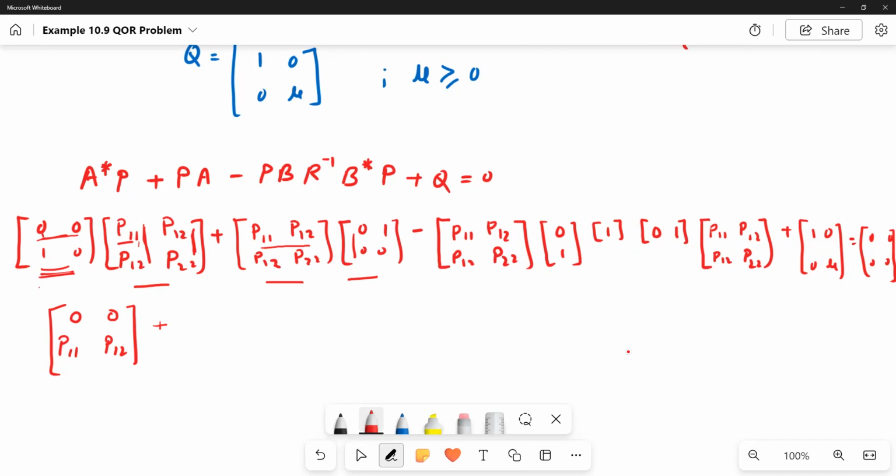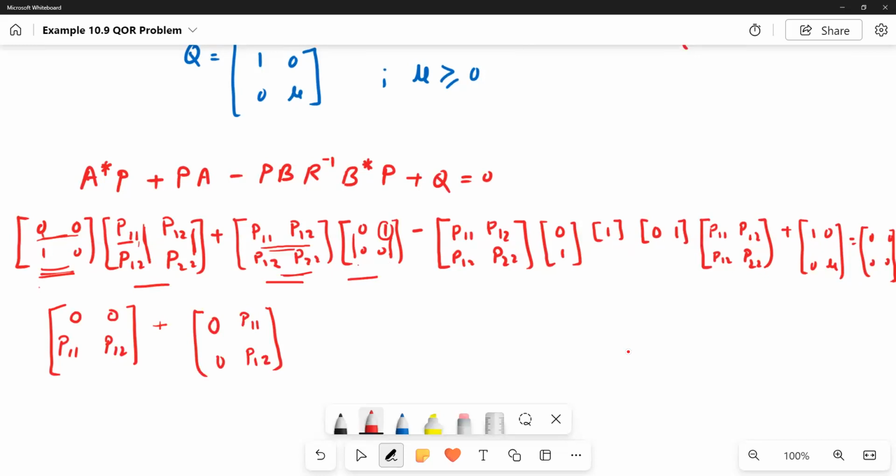Okay, so 0. Then this one is multiplied with this one. So ultimately, the first parameter will be there. So P11 will be available. P11. Okay, similarly, this one multiplied with this one will give you 0. This one multiplied with this one will give you P12. So this is your second component.